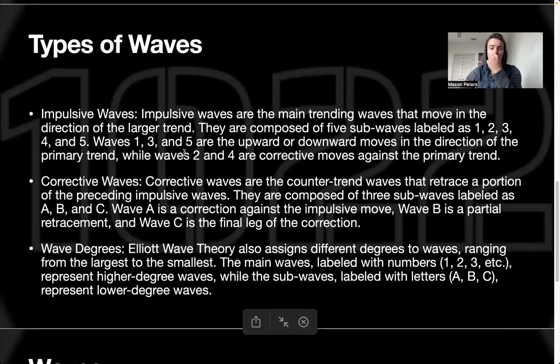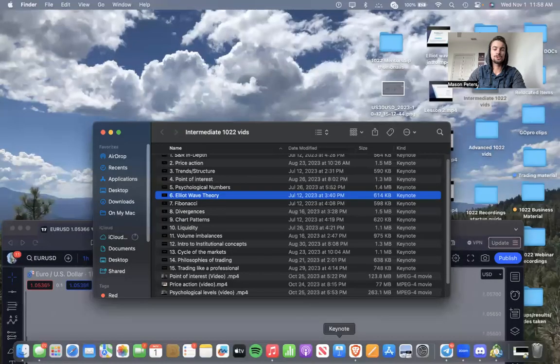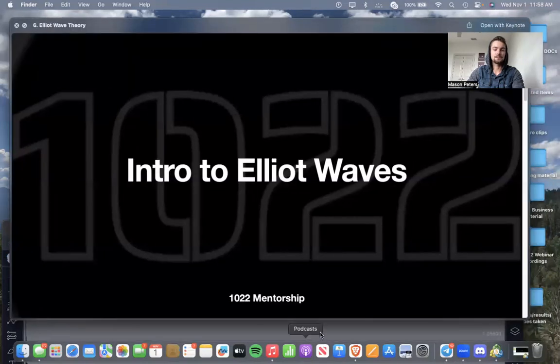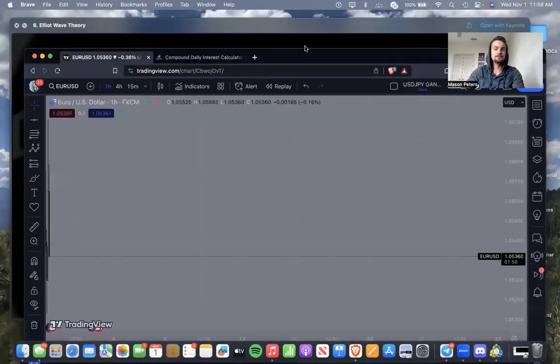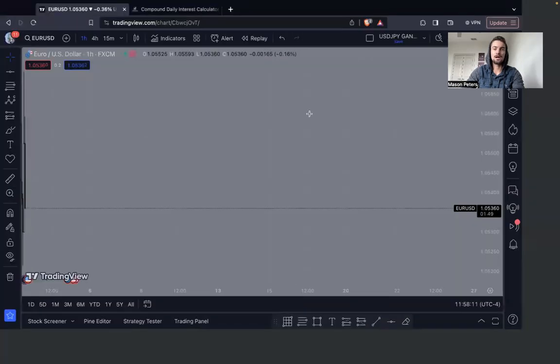We're going to first start on impulse waves. So impulse waves are the main trending waves that move in the direction of the larger trend. They are composed of 5 subwaves labeled as 1, 2, 3, 4, and 5. Waves 1, 3, and 5 are upward or downward, and then the waves 2 and 4 are the corrective moves against the primary trend. So to show you guys what I mean by that, I'm going to actually pull up my chart here so we can see what I'm talking about.